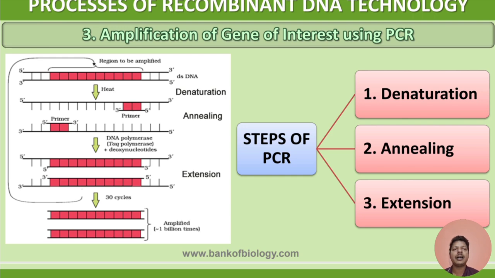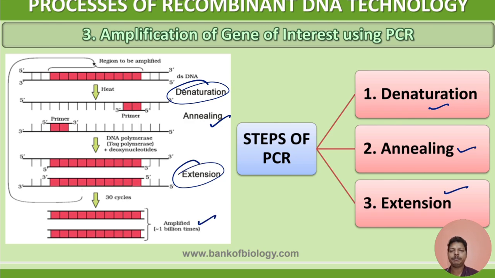Here the steps of PCR are denaturation, annealing and extension. Denaturation. Here you can see annealing, primer is added as you can see. Then the primer grows, extension is there, and then it is amplified.